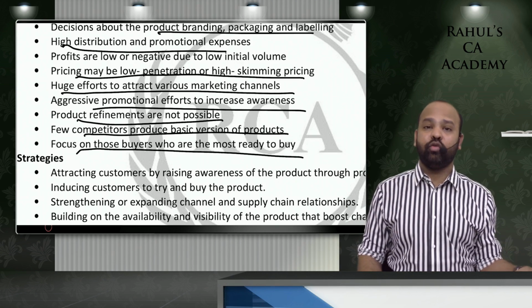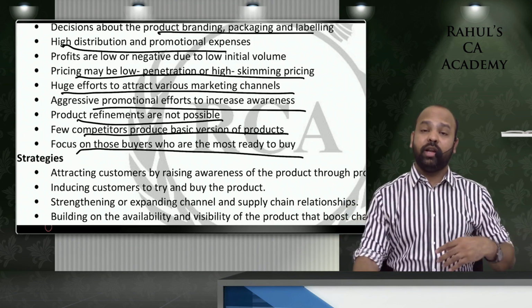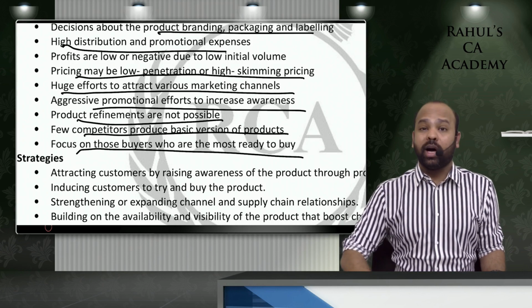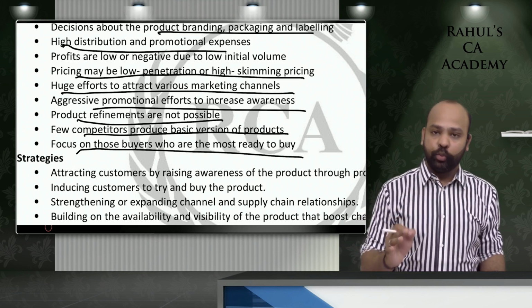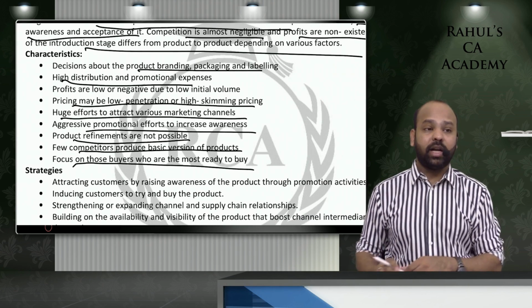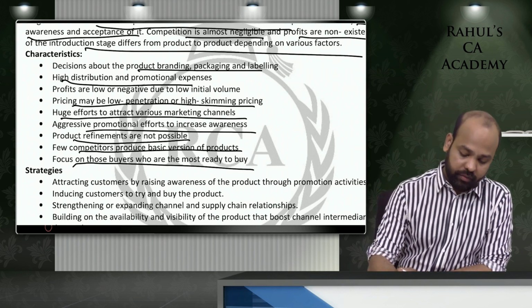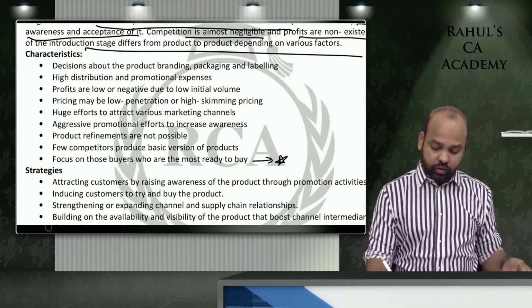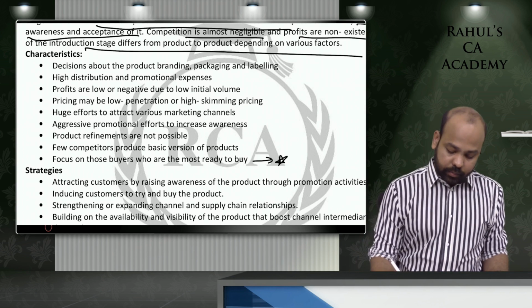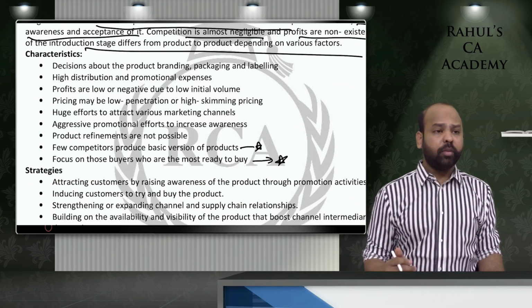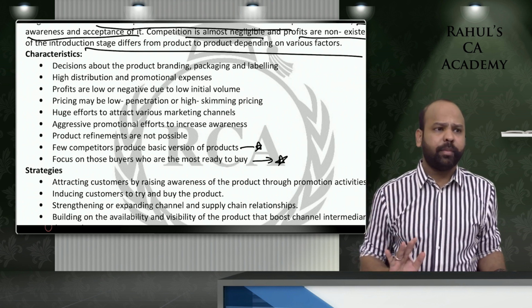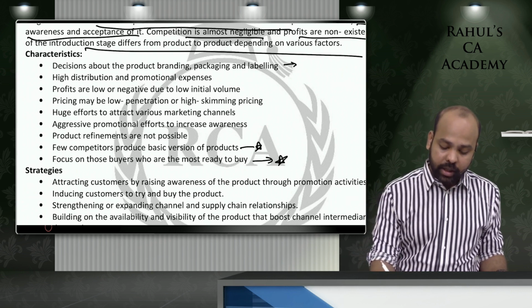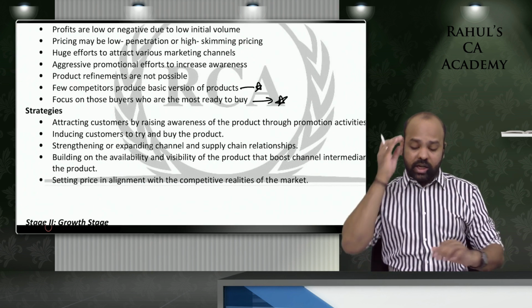We call them innovators. These are the people, guys, who are always willing to try out new products. So your focus is only on those consumers in the beginning who are willing to pay, who are willing to try new products. So these are the normal things, beta, that you will see, guys, in the introduction phase. Always remember, guys, focus on those buyers who are most ready to pay. Rest are all normal, guys. You will know that there is a high amount of distribution and promotional expenditure. You will know, beta, that you have to take decisions about product branding, labeling and everything. Ok. What are the strategies that you will implement?